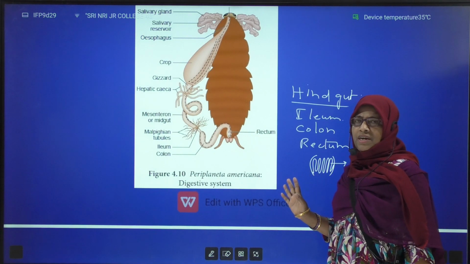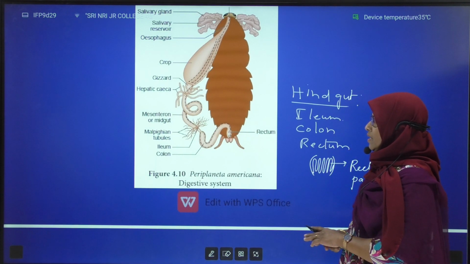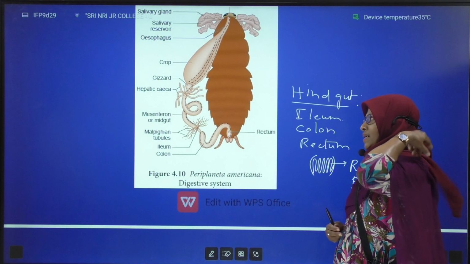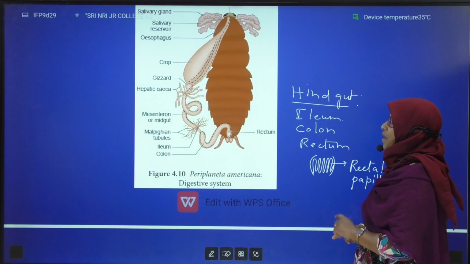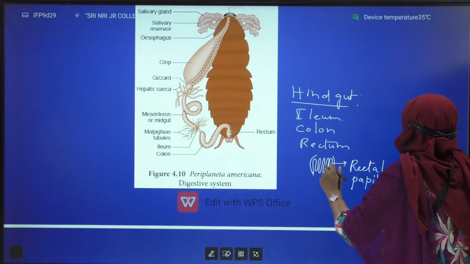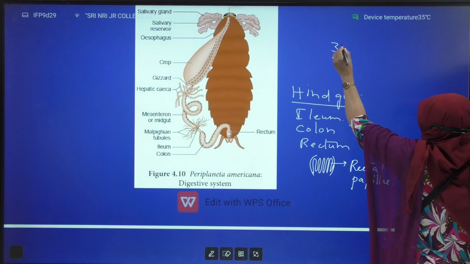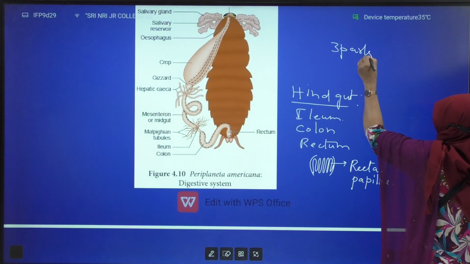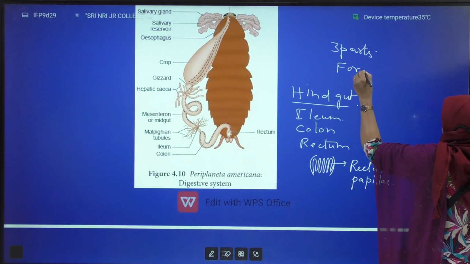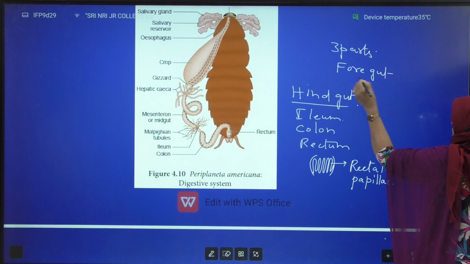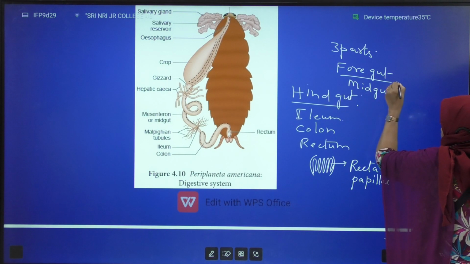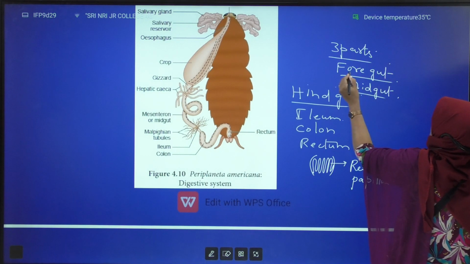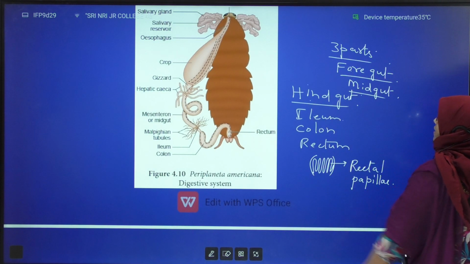Now this is about the description of the alimentary canal. I will repeat this description of the alimentary canal once again. The alimentary canal of the cockroach consists of 3 parts. The three parts of the alimentary canal are foregut, midgut and hindgut.